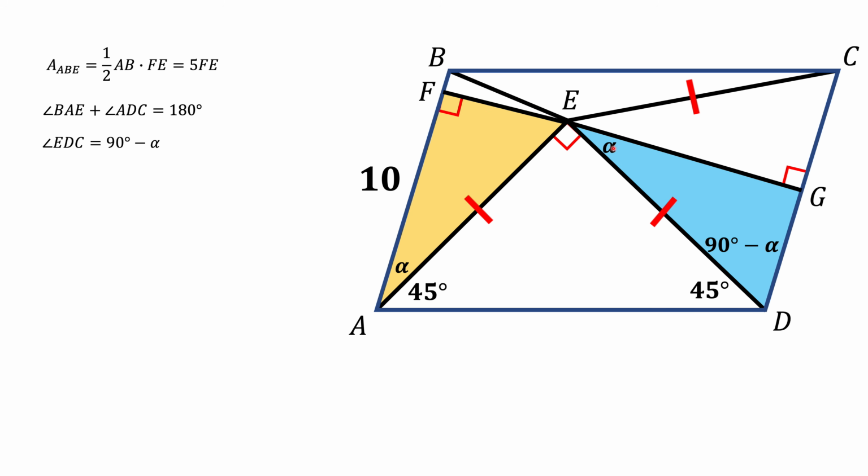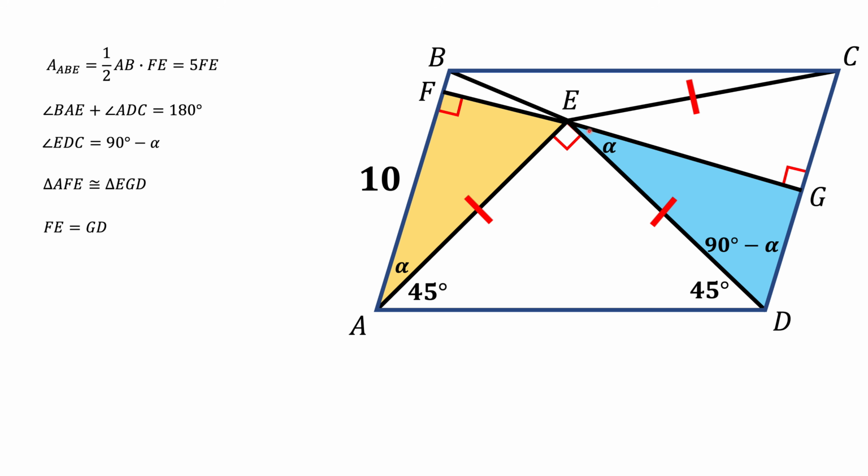Now let's look at this yellow and blue triangle. Notice they both have angle alpha. They both have an angle of 90 degrees. And they also have congruent sides AE and ED. Therefore, those two triangles are congruent by two angles and a side. And in congruent triangles, respective sides are congruent. And that means the side opposite of angle alpha in the yellow triangle, side FE, should be congruent to the side that is opposite of angle alpha in the blue triangle. And that's going to be GD.